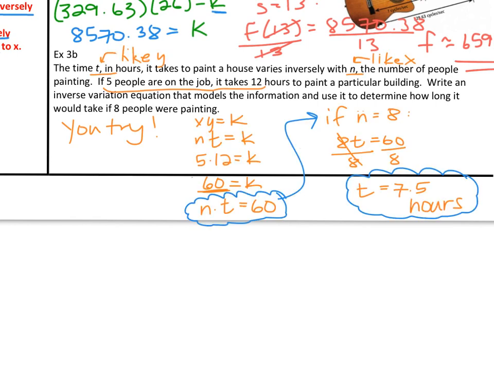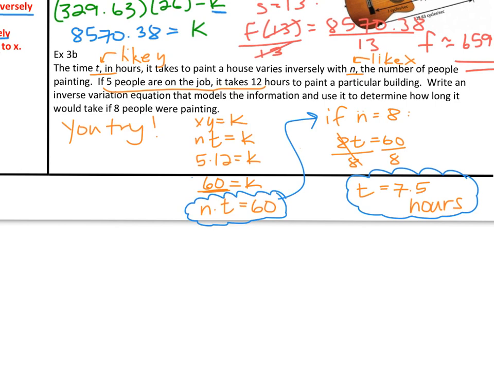Okay, let's see how you did. If we model inverse variation with our template xy equals k, the variables that we're including now are time and number of people. So T for time and N for number of people. Time would be your output and N would be your input. The more people you have painting, the less amount of time it should take. If 5 people are on the job painting, it takes 12 hours to paint a particular building. Using that information, 5 times 12 would be a constant of 60.